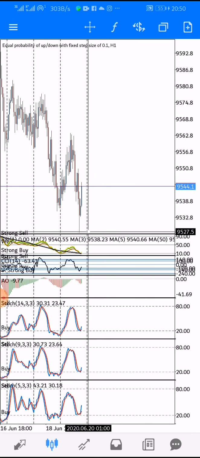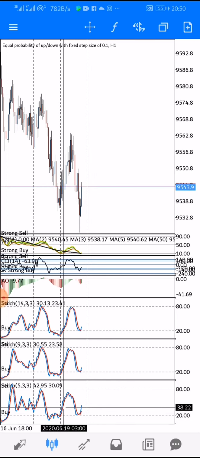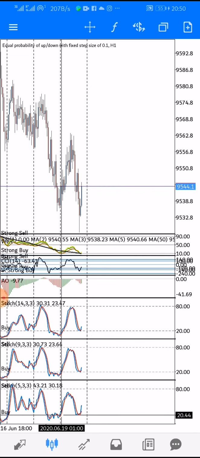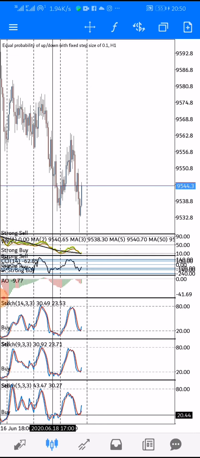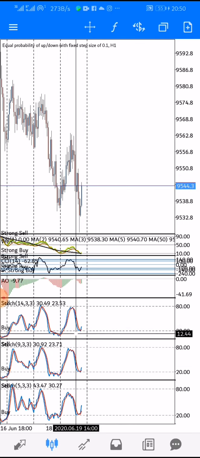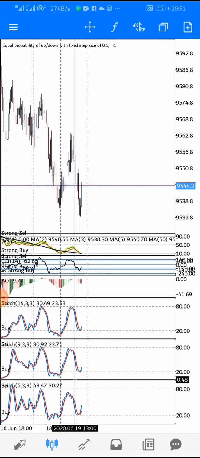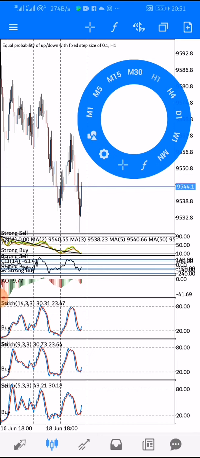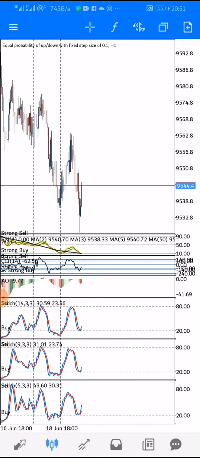Now you can see that the stochastic is showing me the oversold position is the buy, where you see a buy written here. Then the overbought is where you see the sell. So if you want to get the details, the description of what I have on the stochastic, you can watch my previous video. And if you want to get more lessons, you can also subscribe.